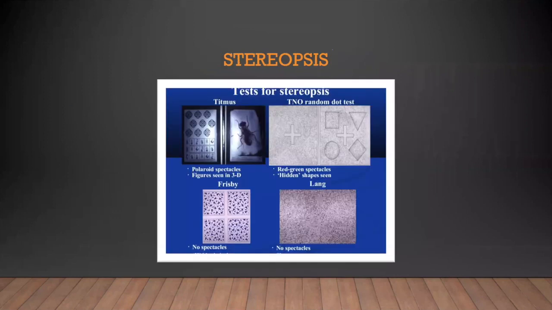So stereopsis tests can be of these different types. We have names like Titmus fly test, TNO random dot test, or Lang's test. Now these tests have different methods by which they work. Some require spectacles to view 3D objects. Some do not require spectacles and hence can be used for younger children as well. And they have their own advantages and disadvantages.